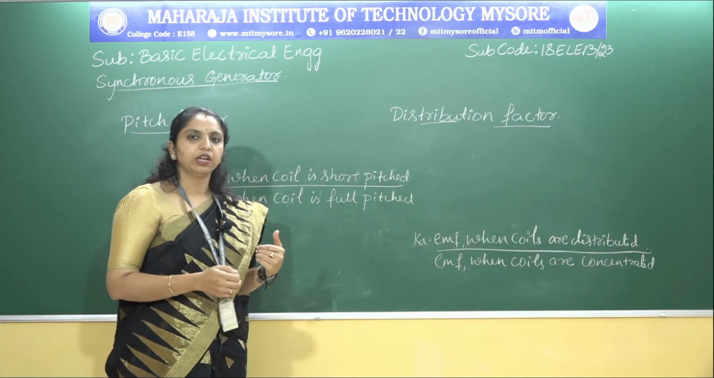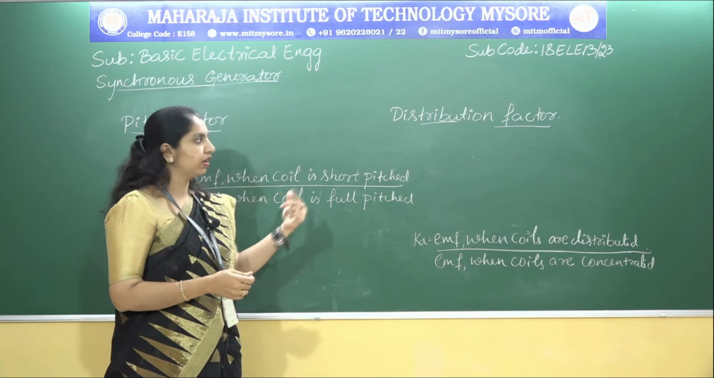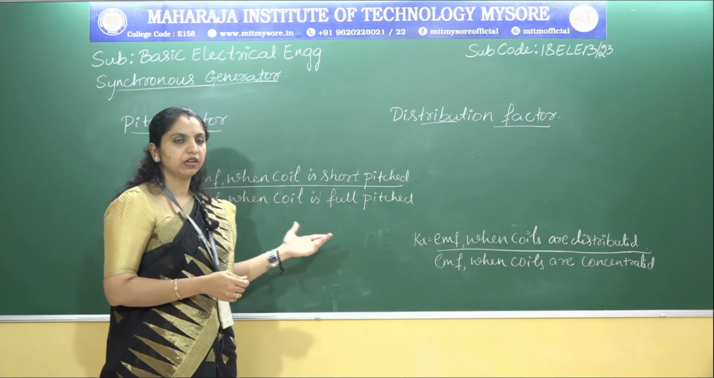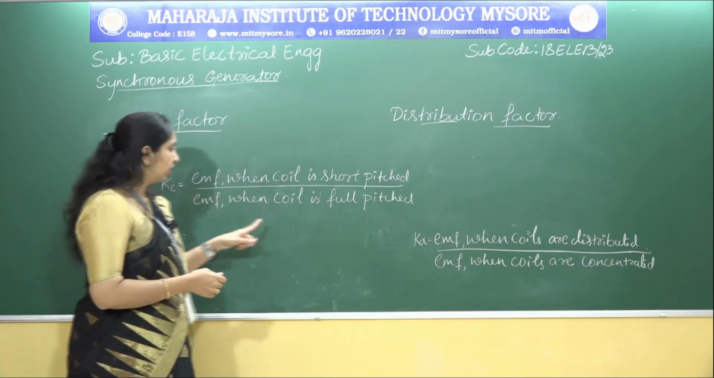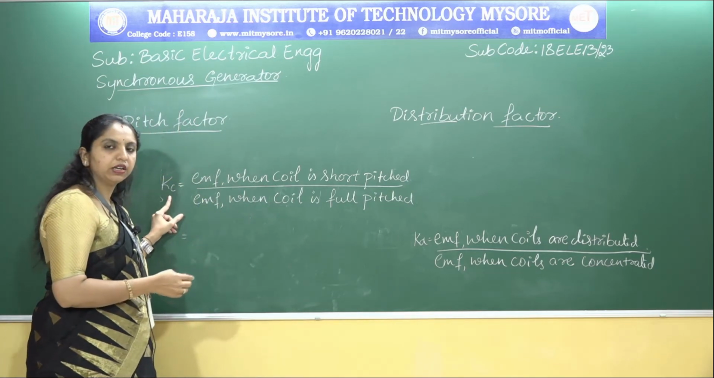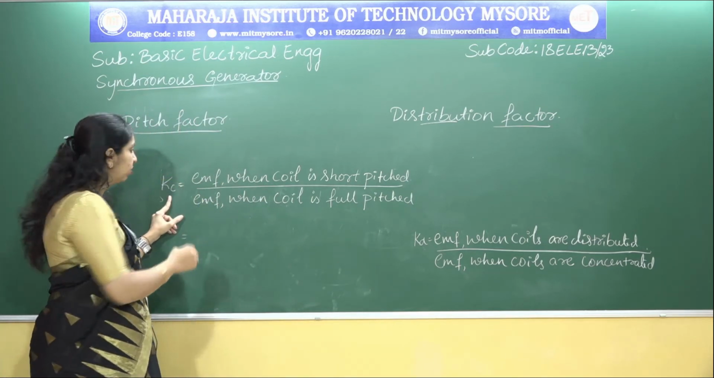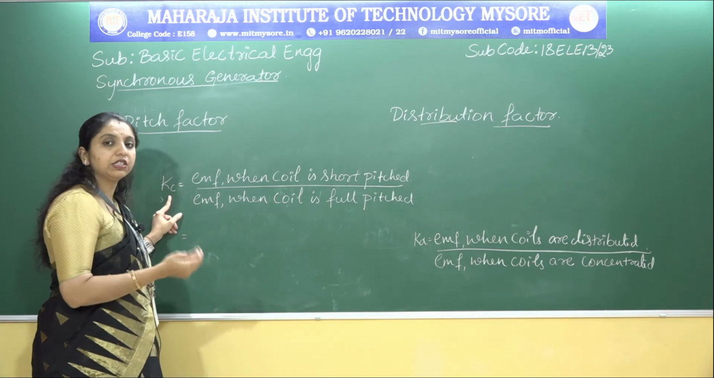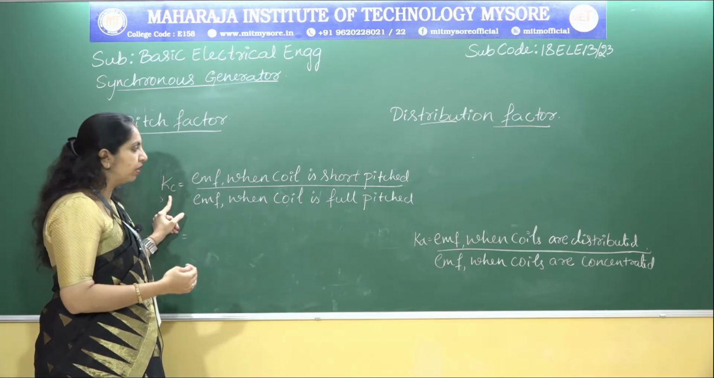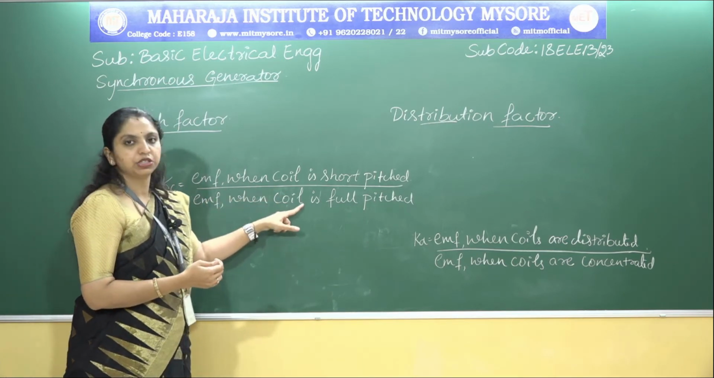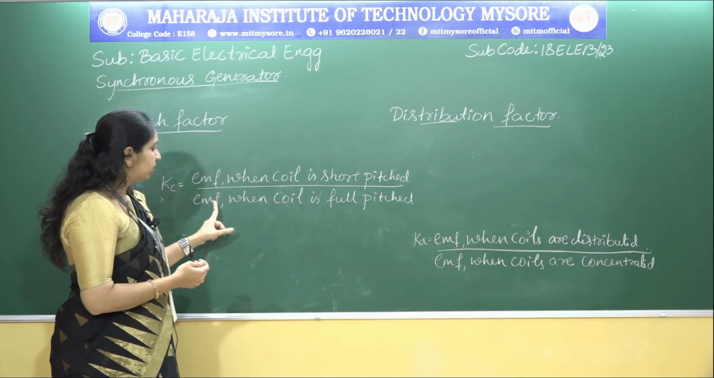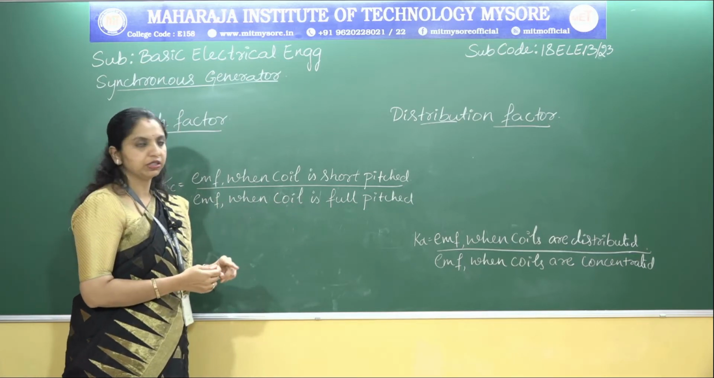Okay. So under this winding factor, there are two types. One is the pitch factor and another one is the distribution factor. So what is this pitch factor? As I have already indicated, the pitch factor is denoted as Kc, and it is the ratio of the resulting EMF when the coil is short pitched to the EMF when the coil is full pitched.